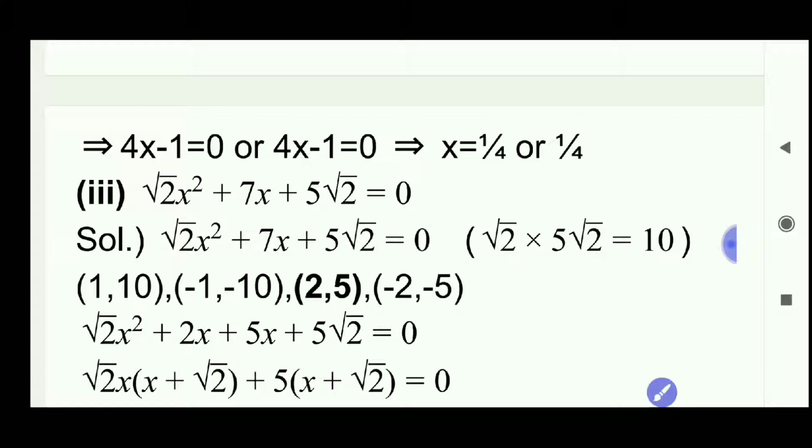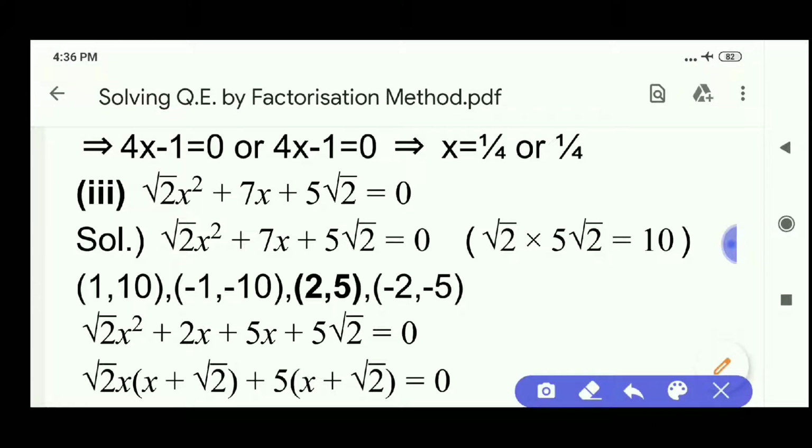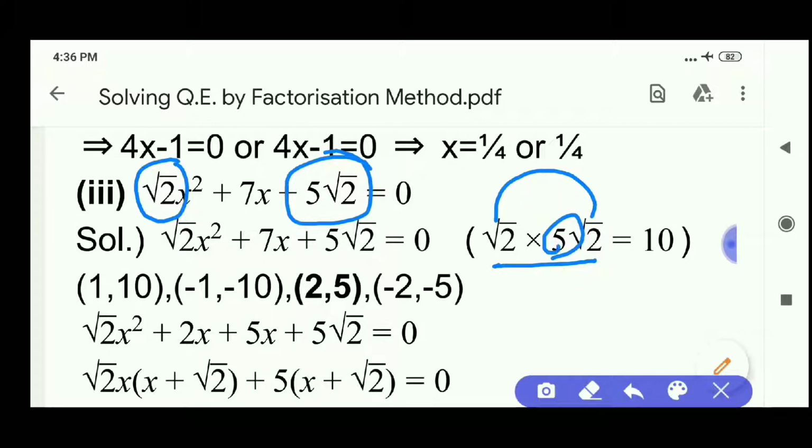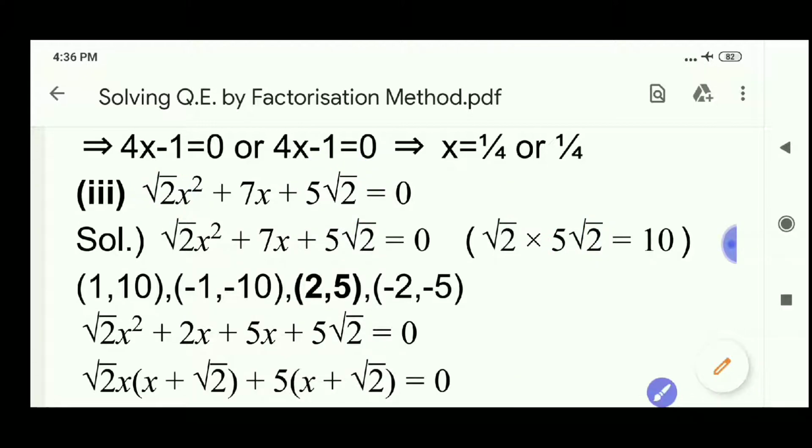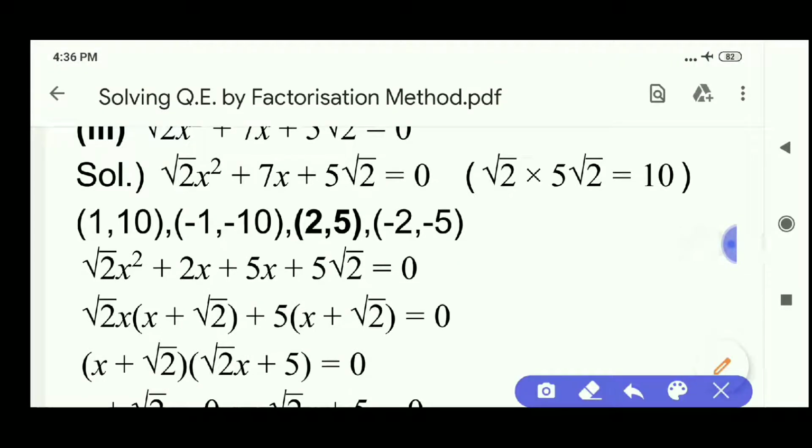Observe the question carefully, don't worry. The question is root 2 x square plus 7x plus 5 root 2 is equal to 0. Now we already told you, multiply the x square coefficient, that is root 2, and the constant 5 root 2. By multiplication, we get root 2 into root 2 is 2 into 5. Yes, that is 10. Now factorize 10. That is 1, 10, minus 1, minus 10, 2, 5, minus 2, minus 5.